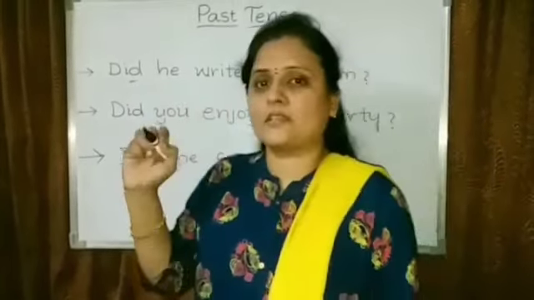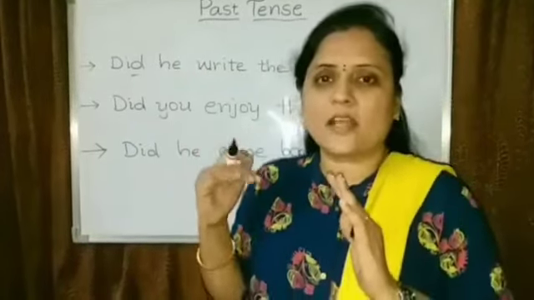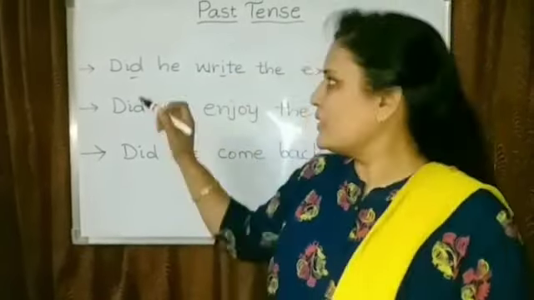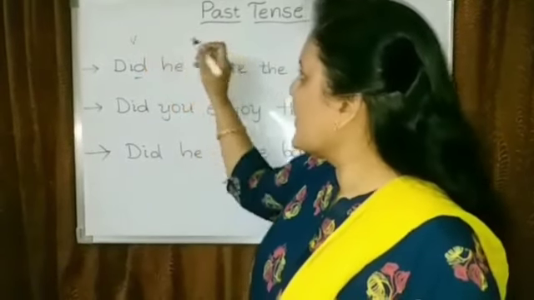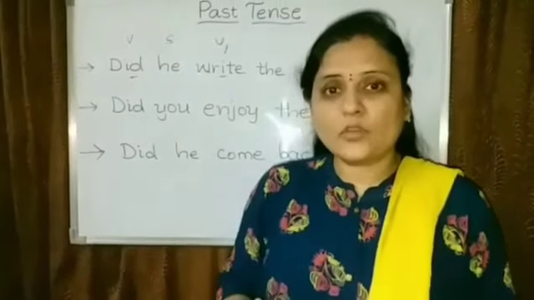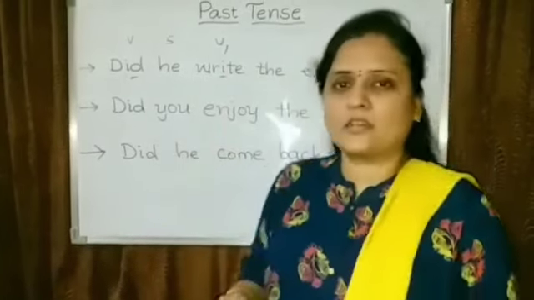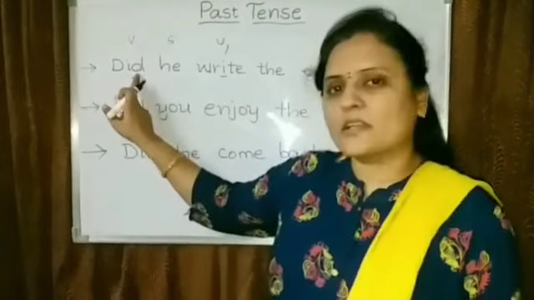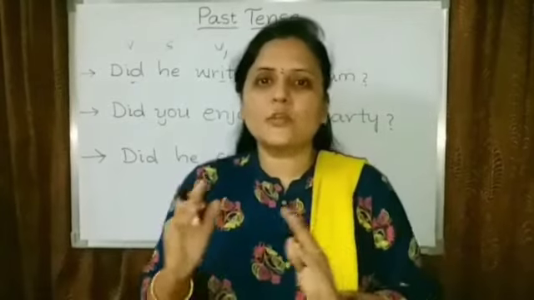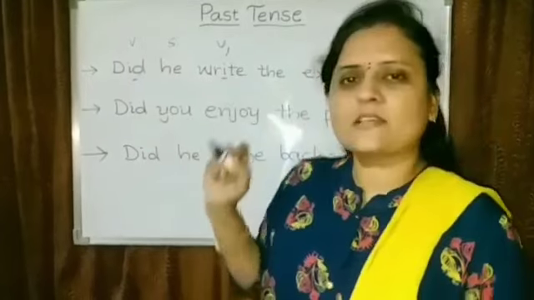As this is the simple past, did he write the exam? Here, did and he write the exam. If you observe, did is the verb and he is the subject and write is V1. I told you subject plus V2 plus object. But why am I writing V1 here? That is because we are using did. Did is already in past tense. So, we should not write two past tenses side by side. So, here I am taking did plus V1.